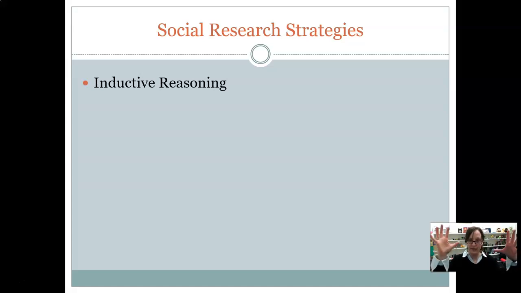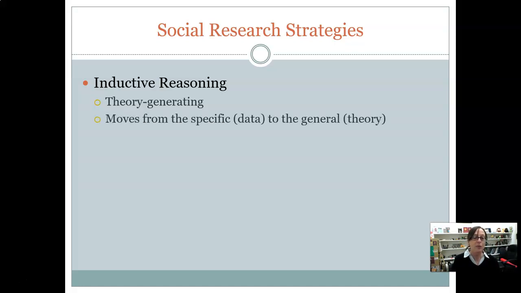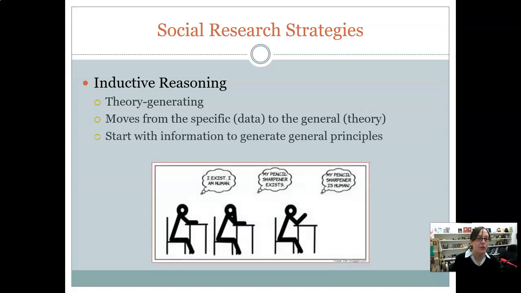Deductive reasoning is the top-down approach. Inductive reasoning is the opposite. It's the bottom-up approach. Instead of using theory, it's essentially what creates or generates theory. It moves from the very specific to the general, so it goes in that opposite direction. We start with information to then generate very general principles.